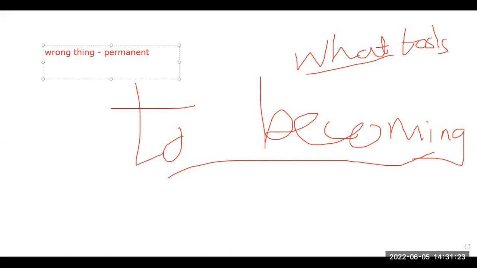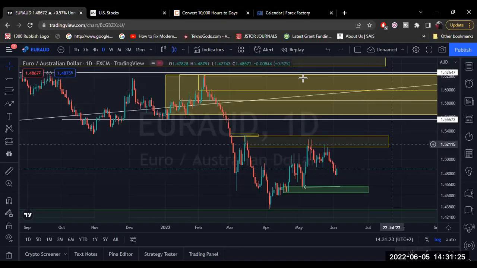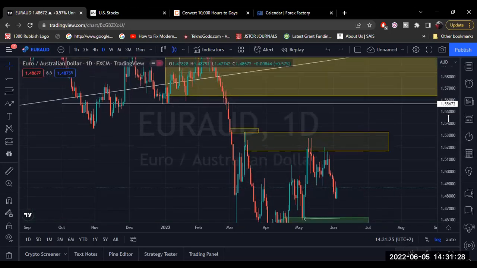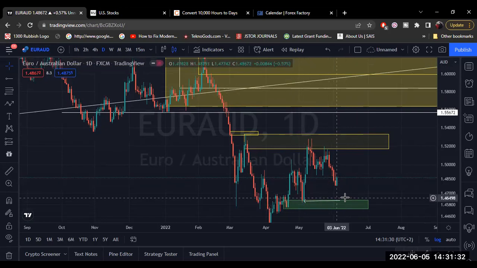For those of you who are listening with your third ear, right? Euro AUD, we marked this out. There we go. You know, clean as a whistle. I spoke about, you know, exiting the sell down here, and then I saw this on Friday. I saw this yesterday.